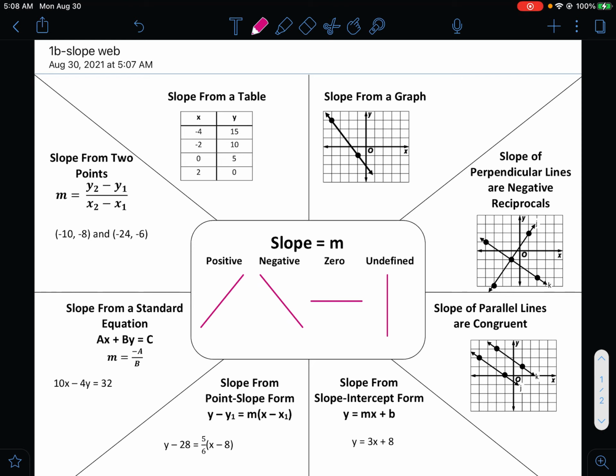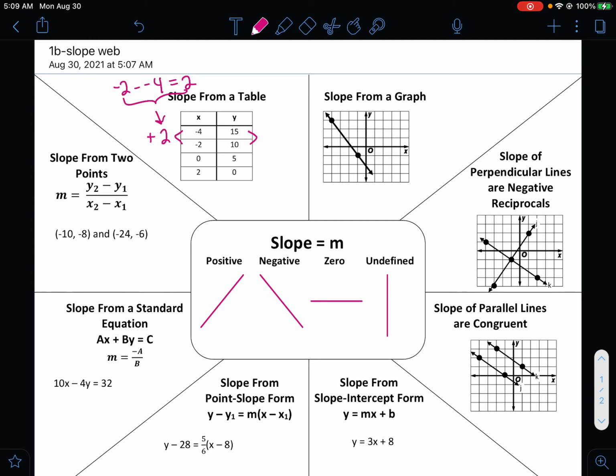Alrighty, slope from a table. We'll start right here. To find the slope from a table, you can use finite differences. That means these. Now you just have to ask yourself, how many jumps or steps is it to get from -4 to 2? Going from -4 to 2, you're increasing by 2. If your brain doesn't work like that, all you have to do is subtract 2 minus -4, and that'll give you +2. That's another way if you can't just count.